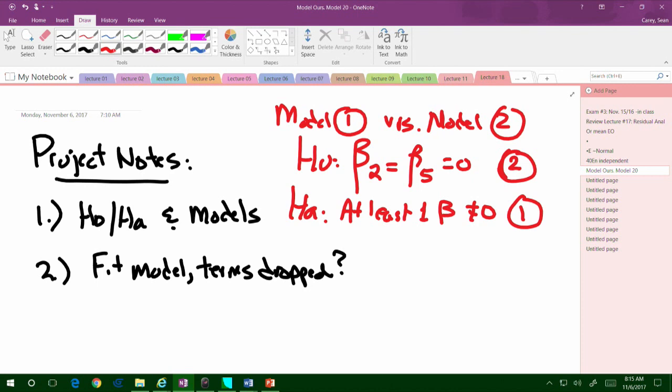Don't think of H0 as being a model. No, H0 is a test for a series of betas to be equal to 0. And once you conclude, yes, they are equal to 0, or no, they're not, then that leads you to the correct model. So that's one thing I want to point out.